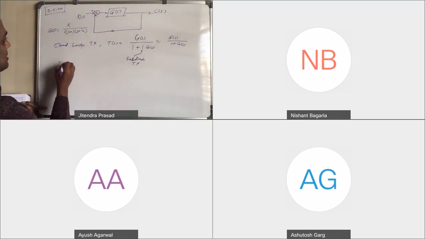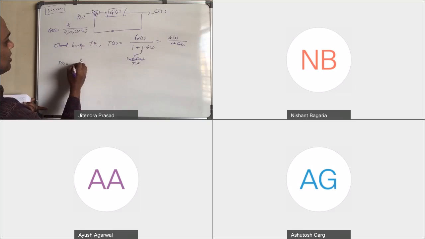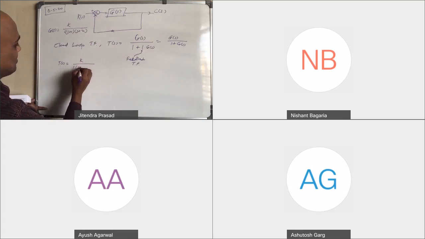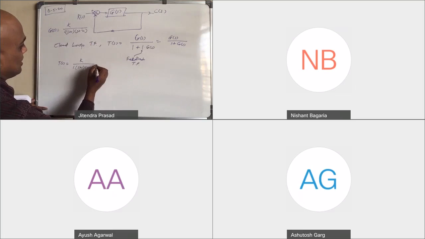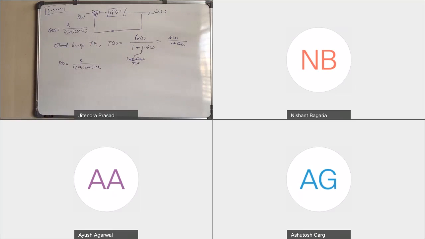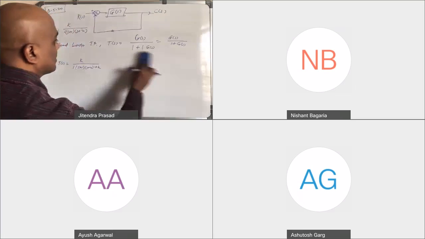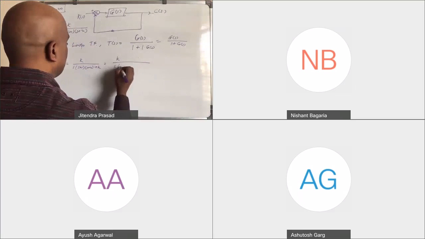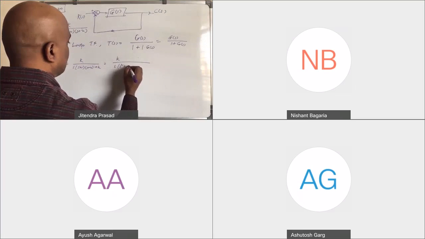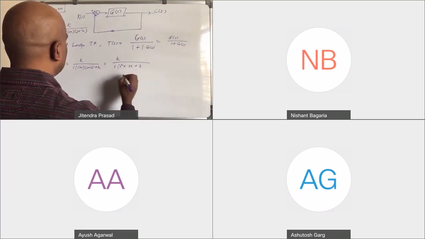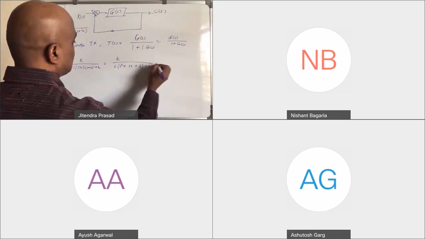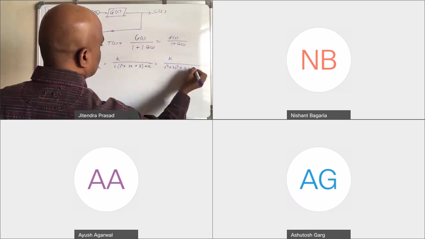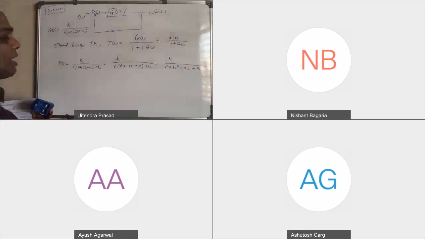And finally, what do you get? TS is equal to K over S plus 1, S plus 2 plus K, and hence we get K over S square plus 3S plus 2, plus K, which is equal to K divided by S cube plus 3S square plus 2S plus K. So this is the closed loop transfer function.